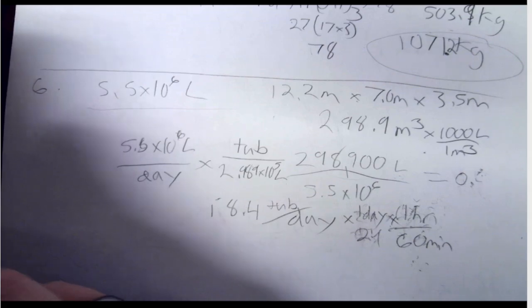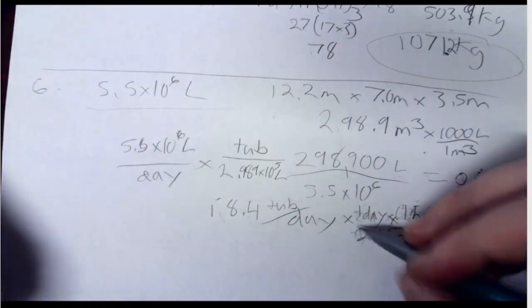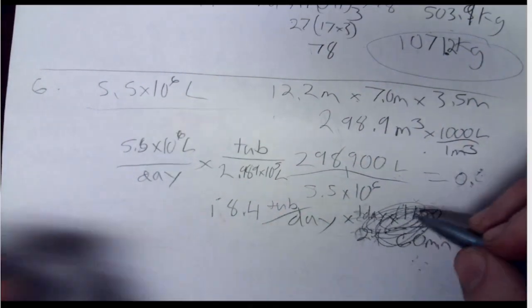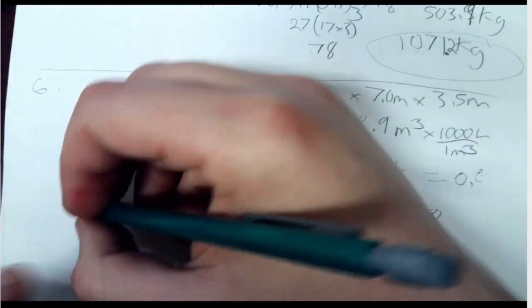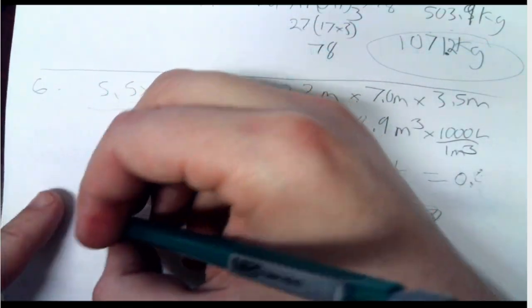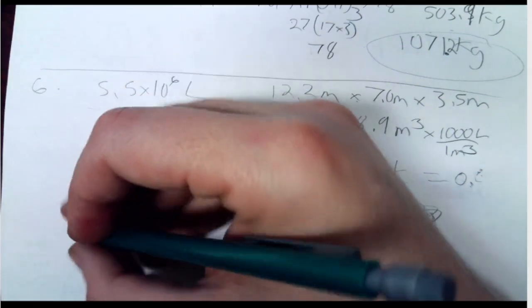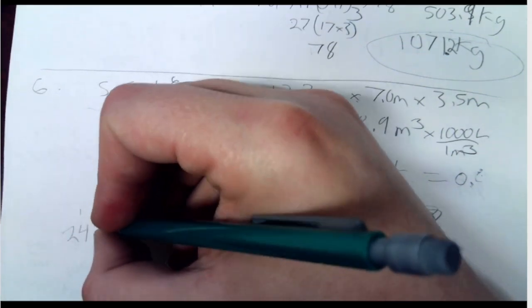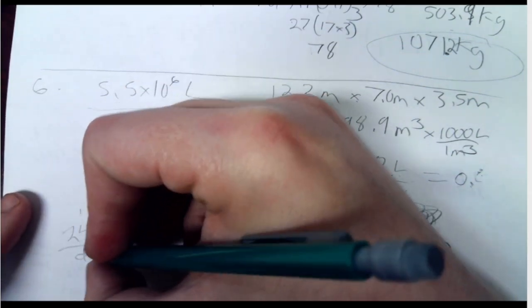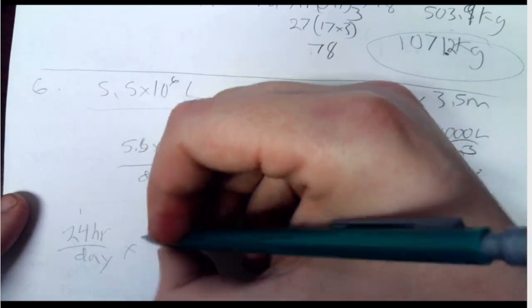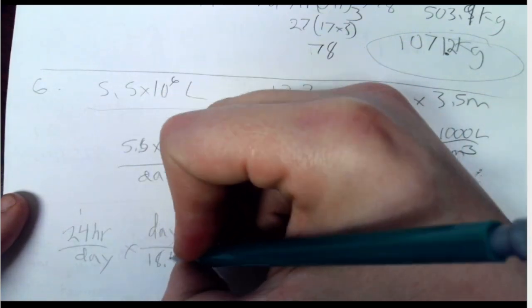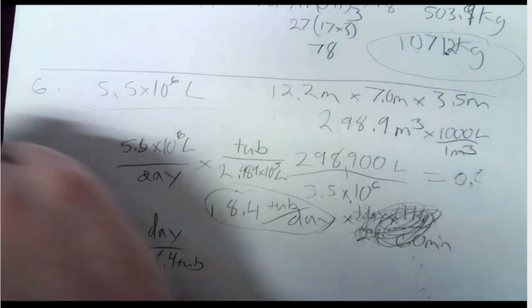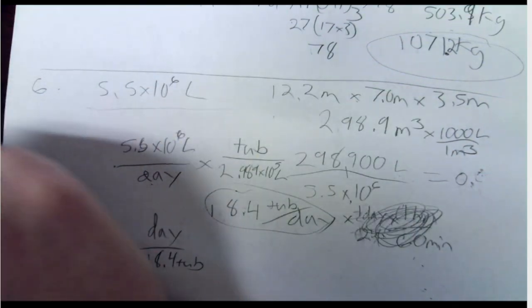Okay, tubs per day. 18.4, this is still right. But how long per tub is this thing? So, 18.4. There are 24 hours in a day, and we're going to divide that by the 18.4 tubs per day. That's the trick: 24 divided by 18.4.